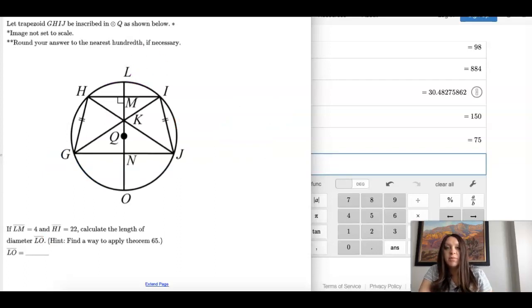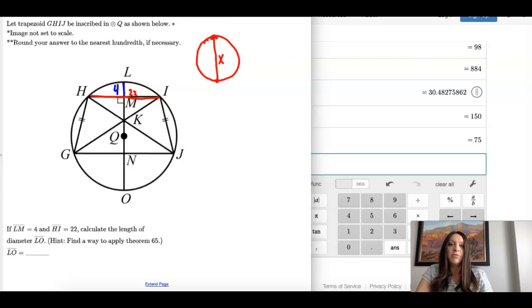So again, we have another trapezoid. This time we're given LM. So we're given this tiny piece is 4. HI is 22. And we want to calculate the diameter. So I'm trying to figure out what the diameter is from here to here. Not the top part. Okay?